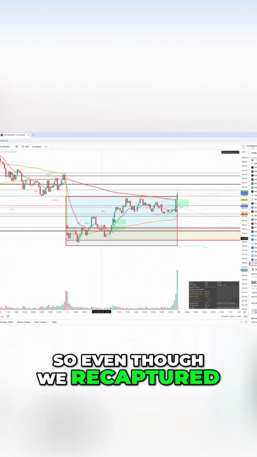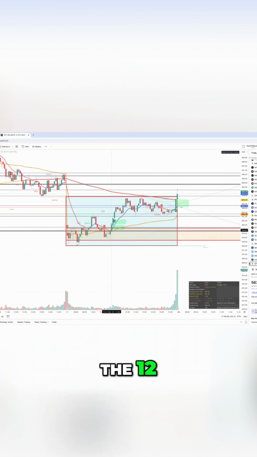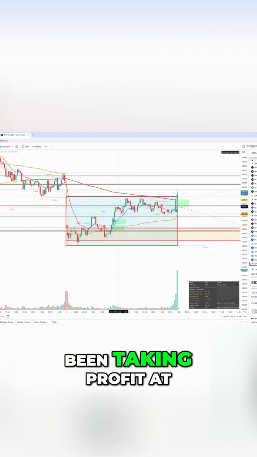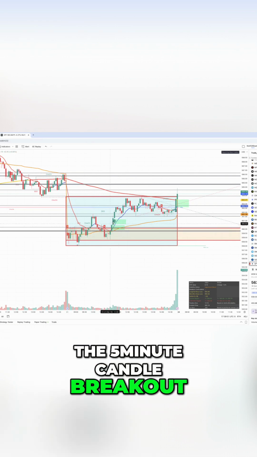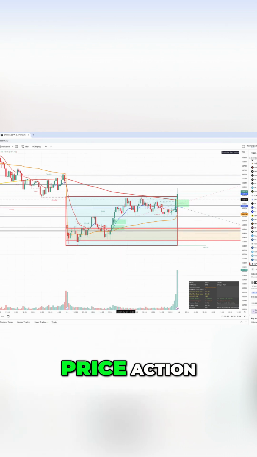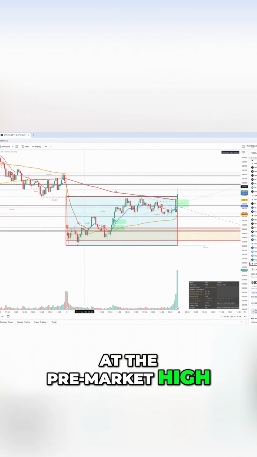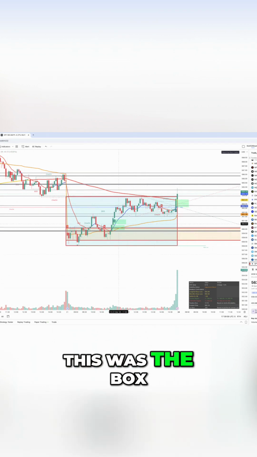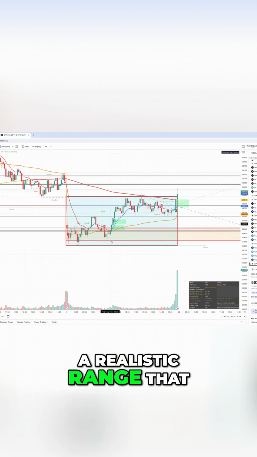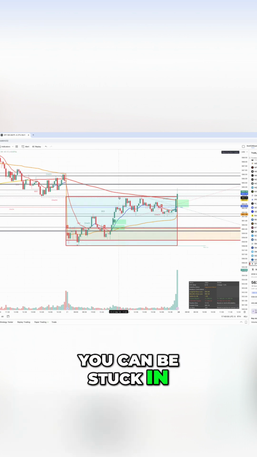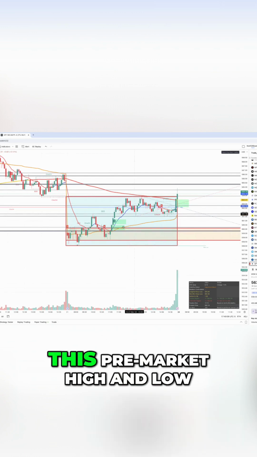And so even though we recaptured the VWAP here and the 12, if you'd have been disciplined, you'd have been taking profit at your targets after the 5 minute candle breakout. You know what I'm saying? We had some price action, but you would have had to take your profit at the pre-market high or the 200 because this was the box you were stuck in. So that's going to show you a realistic range that you can be stuck in trading, right? When you see this pre-market high and low.